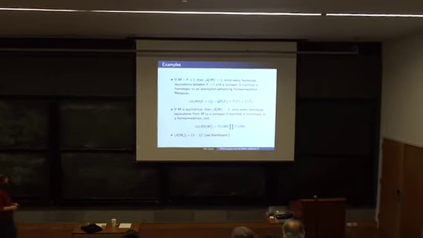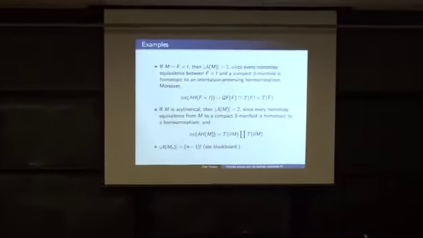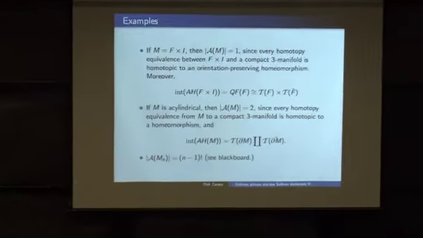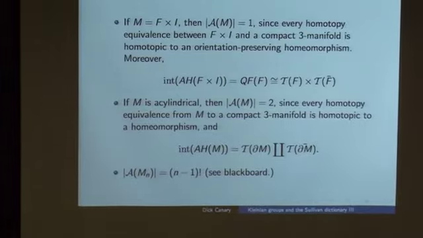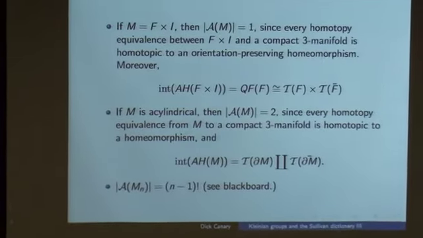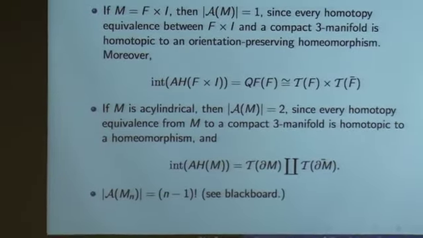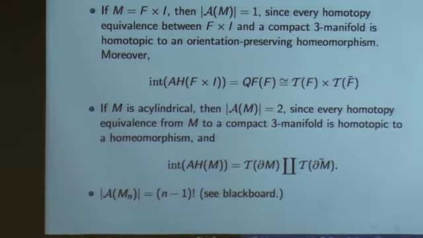The other very simple case is that if M is acylindrical, meaning there's no essential annuli, meaning if there's any annulus in your three-manifold, and the core curve of the annulus pi 1 injects, then you can push it into the boundary.